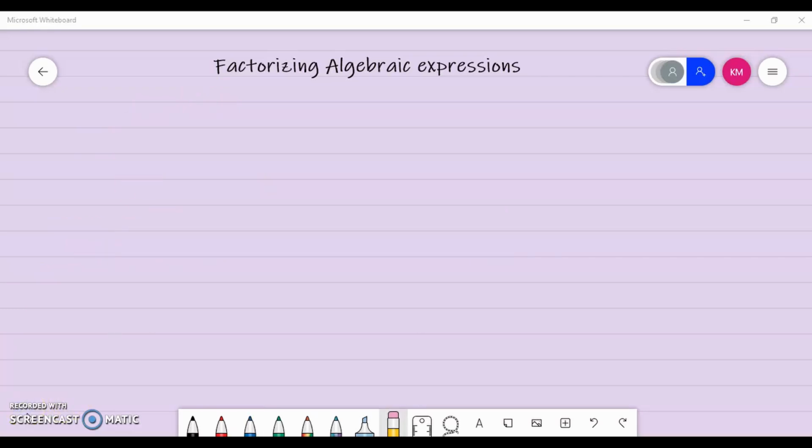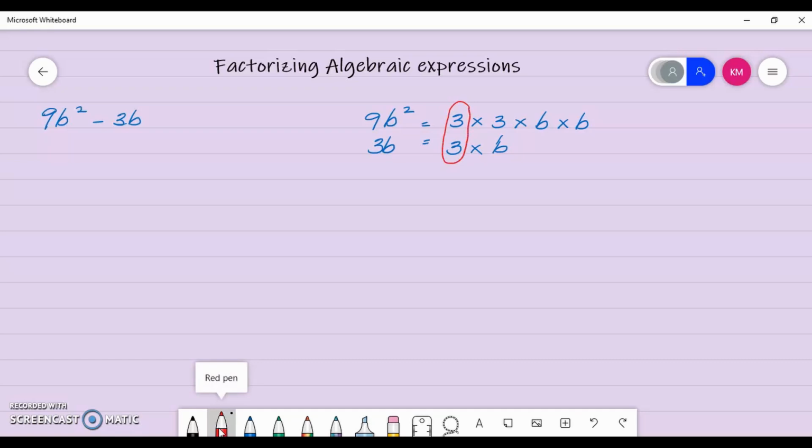So let's have a look at another one. In order to factorize this expression, remember firstly we need to find our HCF. So 9b squared and 3b. 9b squared is actually 3 multiplied by 3 multiplied by b multiplied by b, and 3b is 3 multiplied by b. So now we need to circle our common terms. I have 3 being common as well as b. So my HCF is 3b.